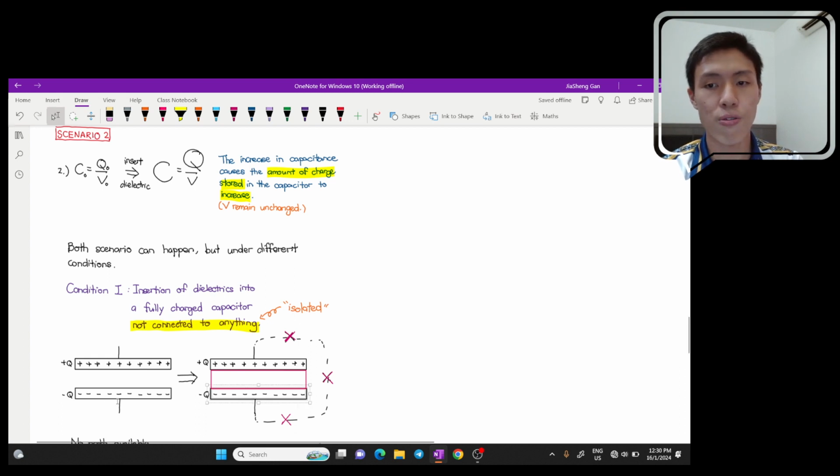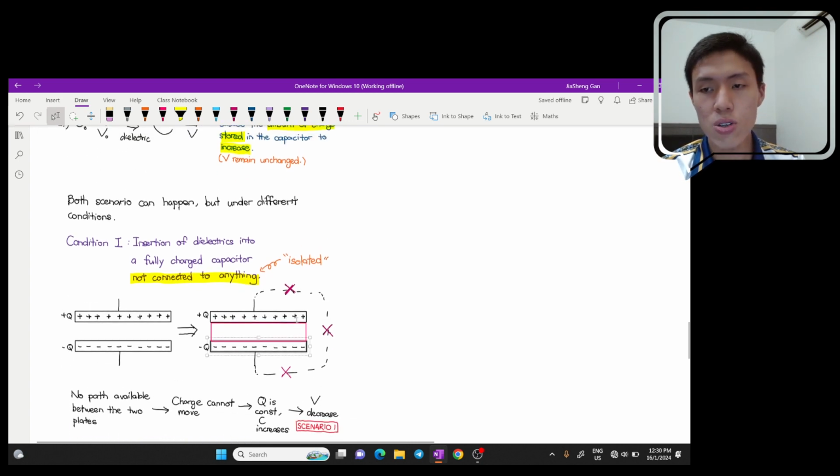So that's the condition if we do not connect anything to the capacitor, or we say we isolate the capacitor. Isolate means by itself, right? So we isolate, not connect to anything. So if you isolate the capacitor, there's no path available between the two plates. Like what I said earlier, you don't have any path to flow, so your charges cannot flow. Charges cannot move from the positive plate back to the negative plate. You cannot reduce the charge stored in the capacitor. You cannot increase the charge stored in the capacitor. There's nothing you can do to the charge. It is stuck there. There's no path to move. So in that case, Q must be constant.